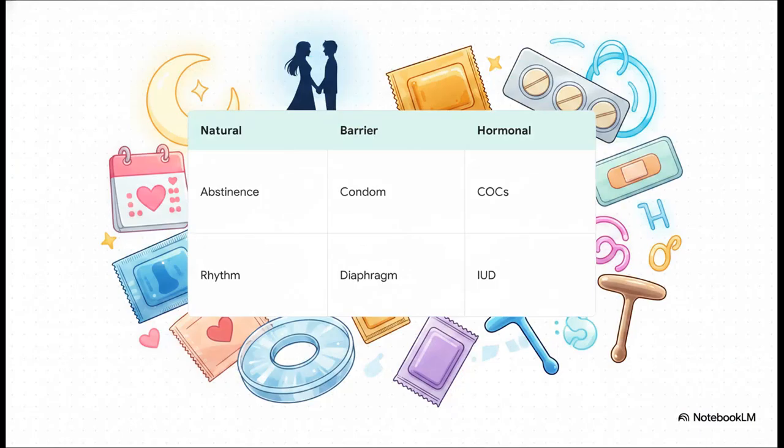The trick here is grouping these into 3 visual chunks. It makes recalling this massive list of family planning options so much more manageable when you're under exam pressure. First, we have our natural family planning methods, things like abstinence and tracking basal body temperature. Then the barrier methods, like condoms, spermicide, and diaphragms. And finally, the hormonal methods, which include combined oral contraceptives, patches, and IUDs.